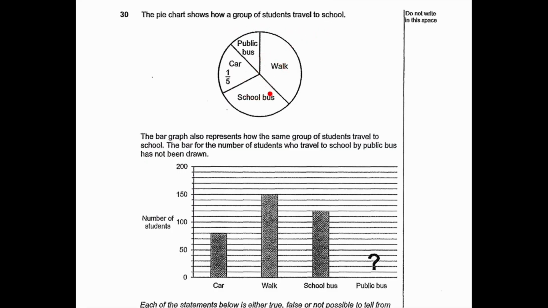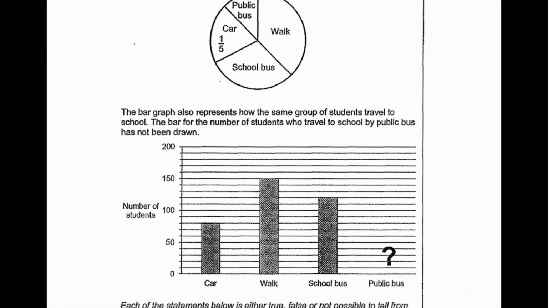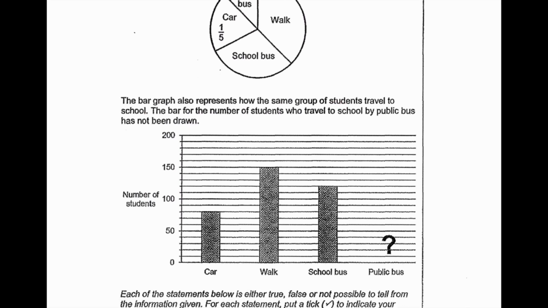Pie chart shows how a group of students travel to school. So how they travel to school, 1/5 is written here. Anything else? Well, this is a diameter, is it not? So this is 50%. And this is also 50%. In other words, car plus school bus, the same as public plus walk. The number of students who travel to school by public bus has not been drawn.